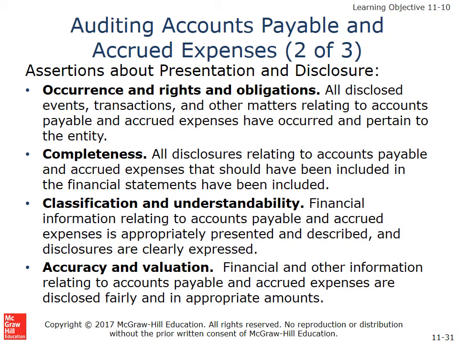Classification and understandability is that financial information relating to these accounts payable and accrued expenses is presented and described, and any disclosures that are required are clearly expressed. And also, one more time, financial and other information relating to accounts payable and accrued expenses are disclosed fairly and in appropriate amounts. So we're focusing on the disclosure side, the notes. Is everything in there? If everything that's in there, do we actually owe it? Is it classified properly? And are we disclosing the information properly? When I say that, I mean, is the company doing that on their financial statements?